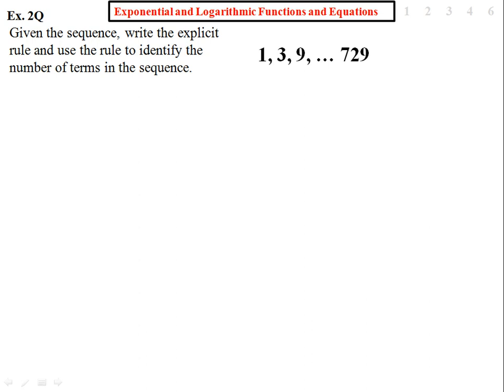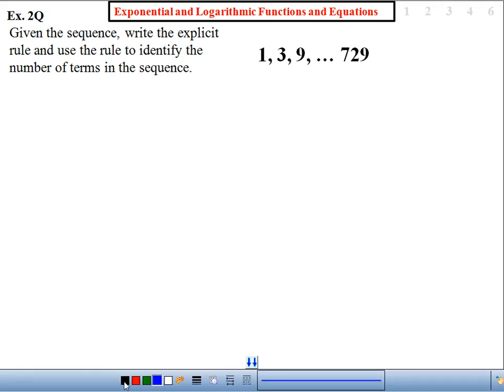Remember, we just need to find out how many terms this sequence has. But you still need the explicit rule. Go. I'll pause this. All right, so let's see how we did. First things first, we have what? A. Okay, what else do we have? What is the common ratio? What's happening from here to here, from here to here? Times 3, and that's our r.